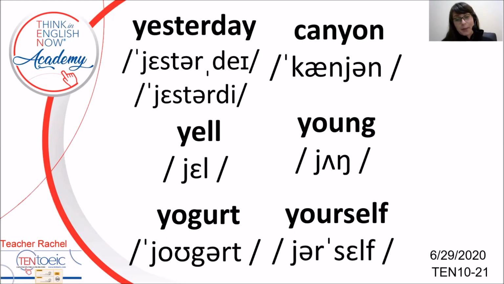Young. This is the opposite of old. So maybe 15, 18, 20, 21. This is young. So it's describing their age, how old someone is. When you're in your 80s, not young, that's old.